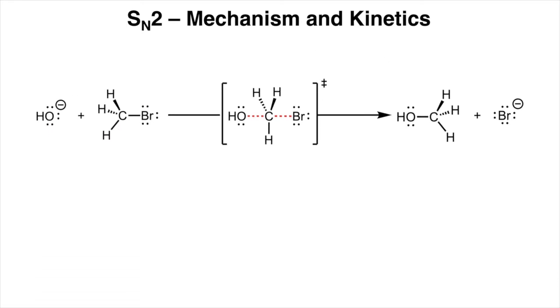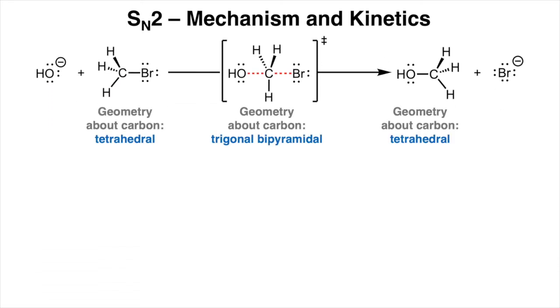Let's talk about geometry changes throughout an SN2 reaction. The carbon in your electrophile has a tetrahedral geometry since it has 4 atoms bonded to it. As the nucleophile begins to attack, and this reaction reaches the transition state, the geometry changes to trigonal bipyramidal. And finally, as the leaving group leaves, the geometry goes back to tetrahedral in the final product.